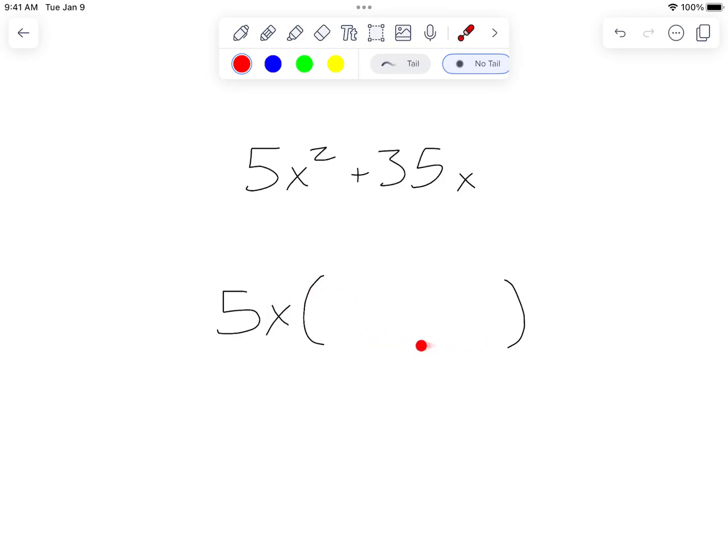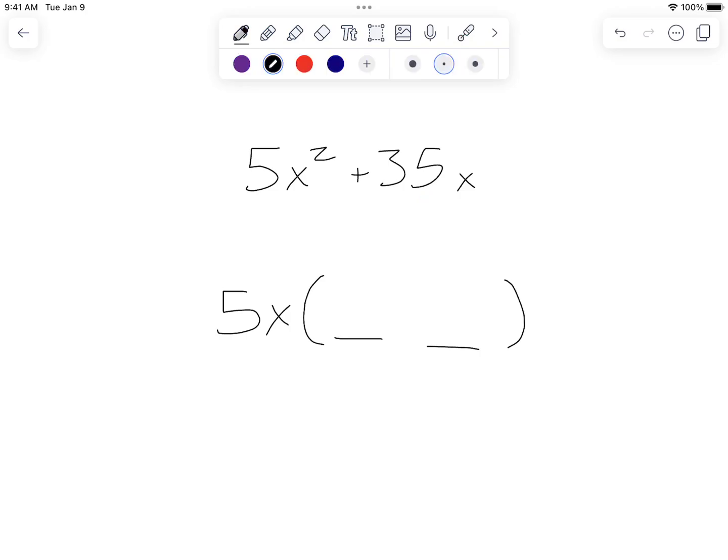To figure out what goes on the inside of the parentheses, I can either think about what would have to fill in these two blanks so that if I distribute the 5x back in, I get 5x squared and 35x.